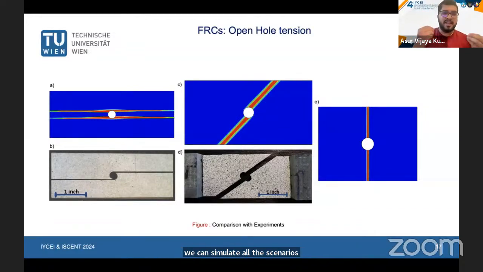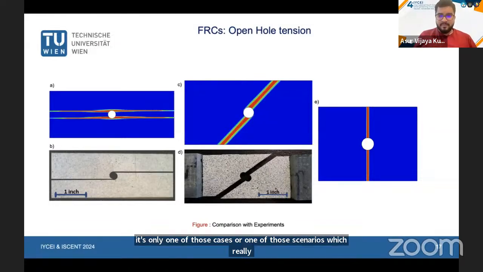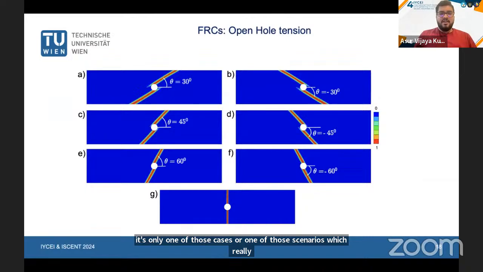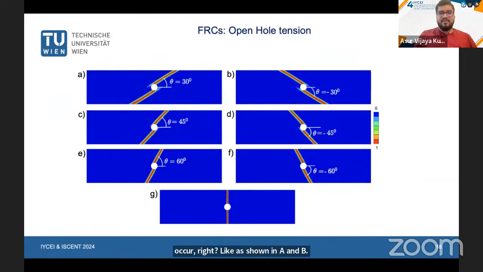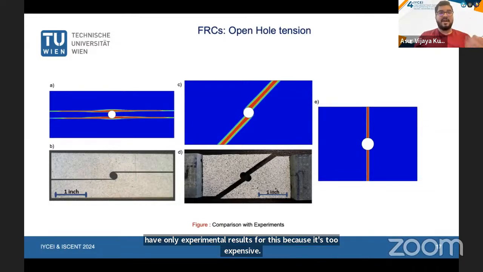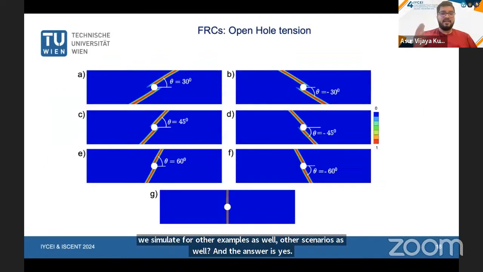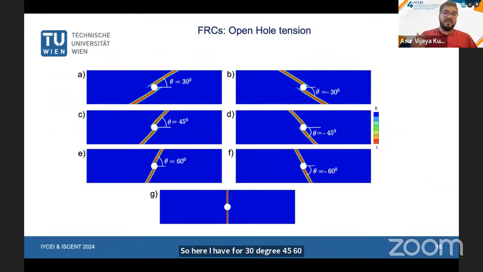Whereas in the experiment, it's only one of those scenarios which really occurs, as shown in A and B. Again, we can go one step ahead and say, fine, we have only experimental results for this because it's too expensive. Can we simulate other scenarios as well? And the answer is yes. Here I have 30°, 45°, 60°, even minus 30, minus 45, or minus 60.